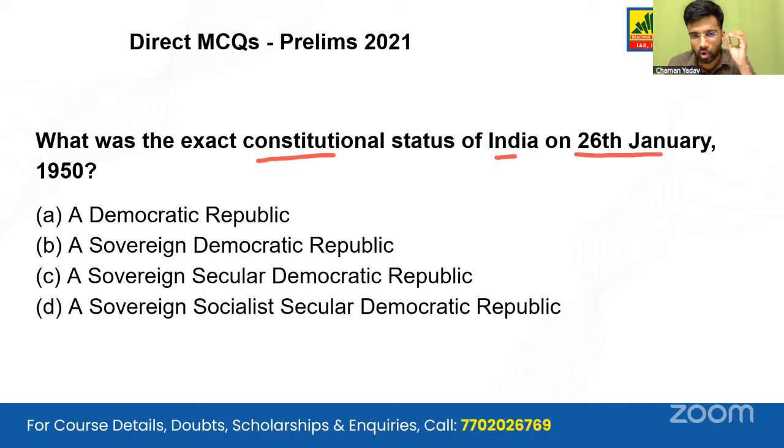A plain quality based question. It has come from a static area and you have to know the answer. So it was a sovereign democratic republic at the time when the constitution was in place. So this was the example of a direct question. Just you have to know the point and then you can straight away arrive at the answer.